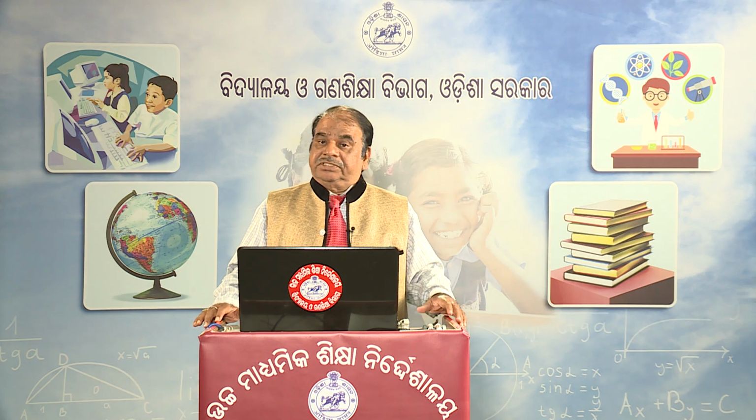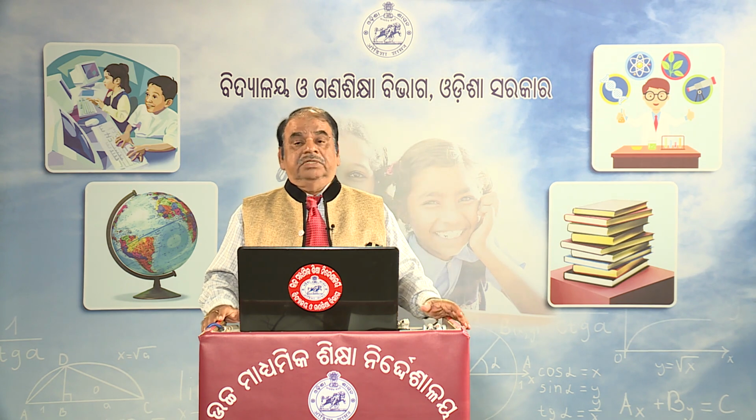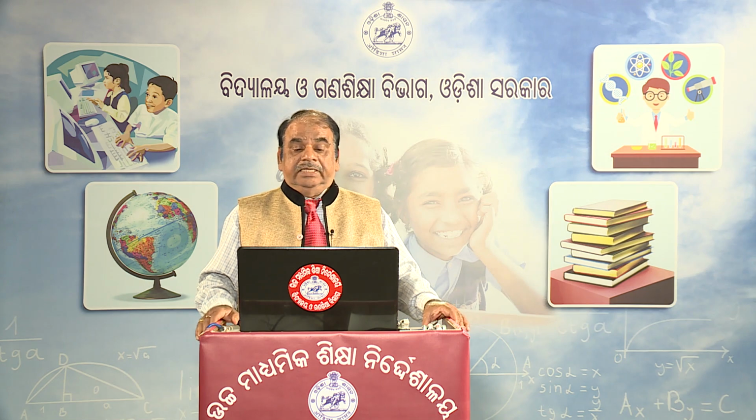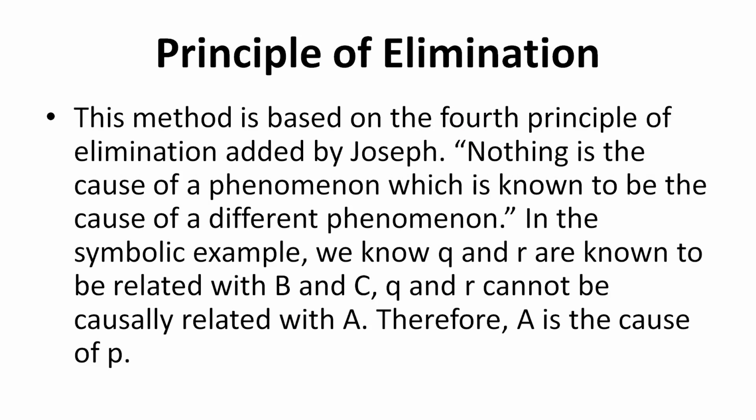Now, as I have said, this follows the fourth principle of elimination added by Joseph, and that principle of elimination is that nothing is the cause of a phenomenon which is known to be the cause of a different phenomenon. If A is known to be the cause of Y, then A cannot be the cause of Z. So, this is the principle applied: nothing is the cause of a phenomenon which is known to be the cause of another phenomenon.